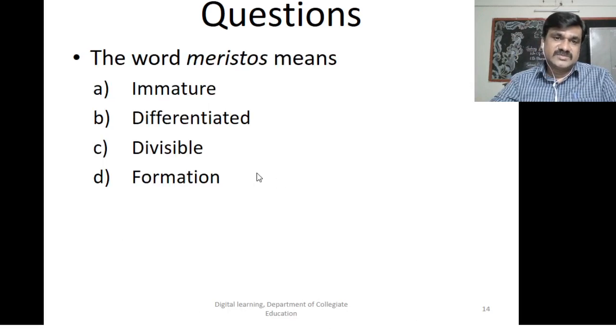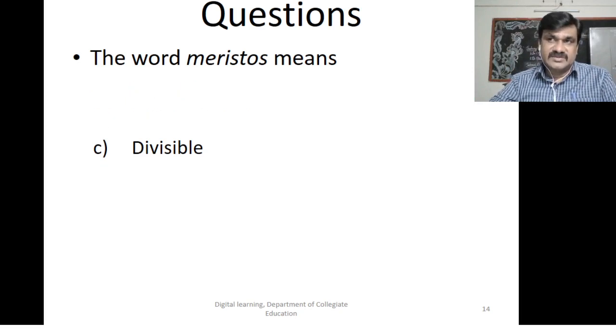The next question. The word meristos means. Meristos is a Greek word, and from this word, the word meristem is derived. The word meristos means what? Option A, immature. Option B, differentiated. Option C, divisible. Option D, formation. What will be the answer? Yes, it means divisible. That is option C, divisible.